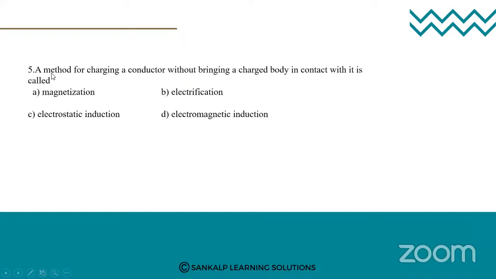The fifth question. A method for charging a conductor without bringing a charged body in contact with it is called as. Understand the question first. A method for charging a conductor. How are you charging the conductor? You are bringing a charged body. You have a conductor, and if you bring another charged body near it which is in contact, they are in contact with each other. This is called as magnetization, electrification, electrostatic induction, electromagnetic induction.